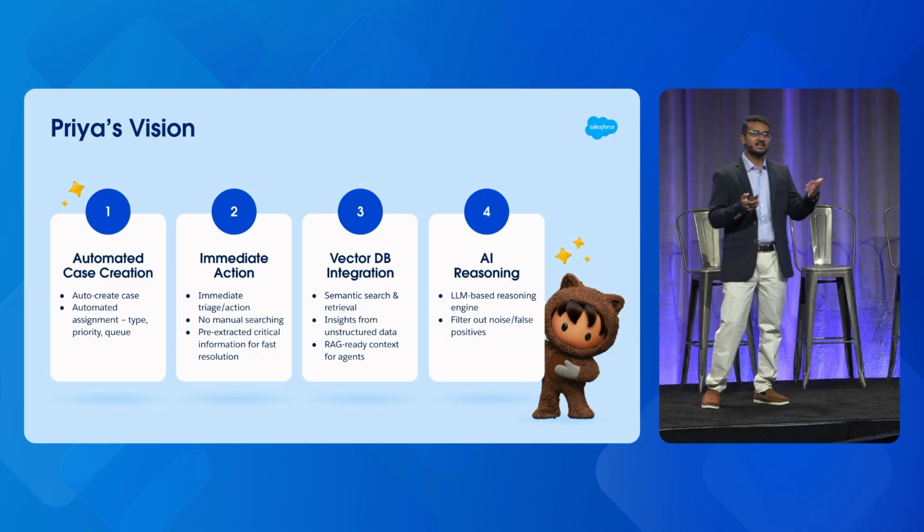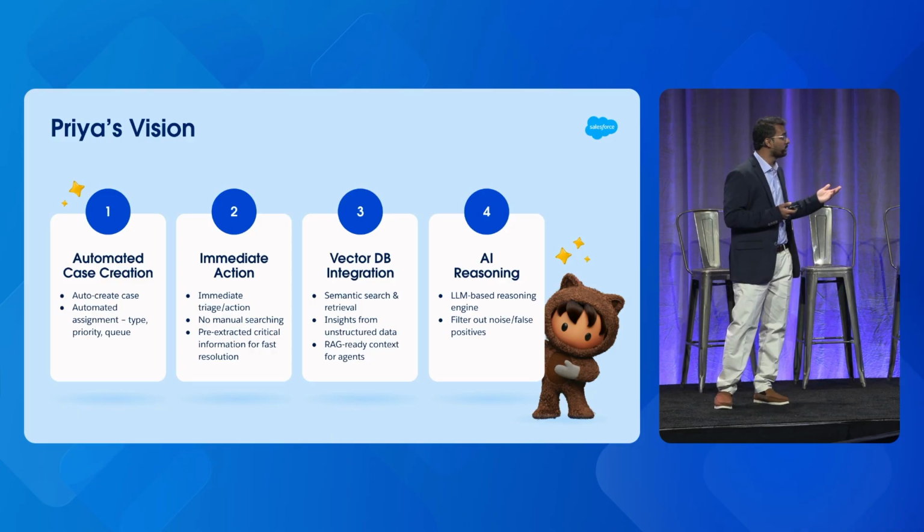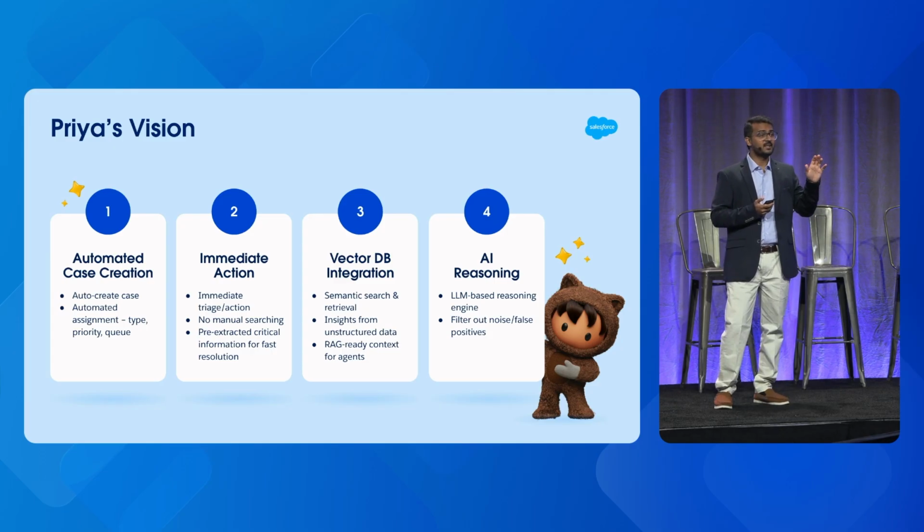So, after the 11-day incident, Priya has finally decided to define a new vision for her team, and these are her goals. So first is automated case creation. The moment new PDFs land in the system, she wants to build a system that goes ahead and creates a case record. And not just that, she wants the case record to be created with the right type, right priority, and the right queue, everything automatically.